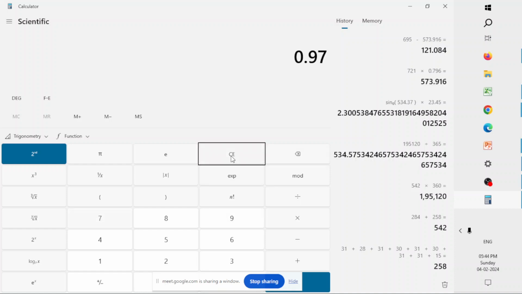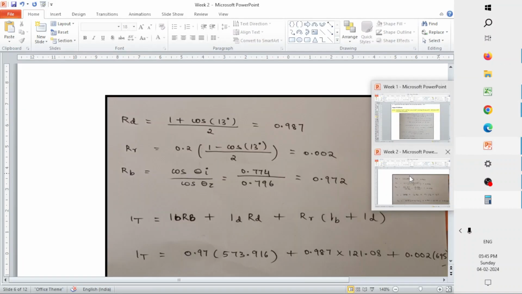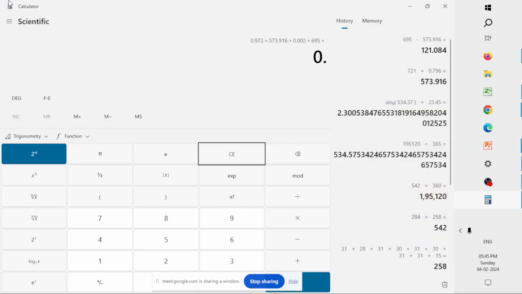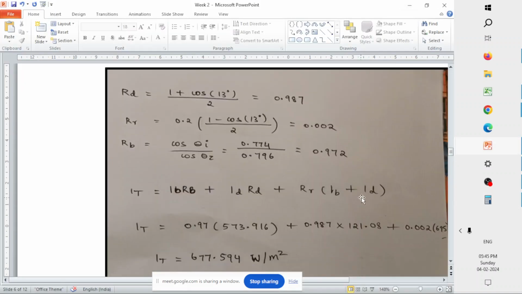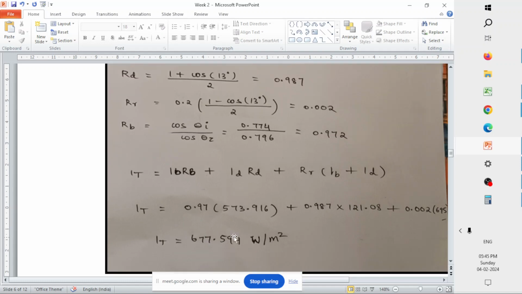So 0.972 into 573.916 plus 0.002 into 695 plus 0.987 into 121.08, 678.74. Just a little bit of difference in accuracy, but anyway it's almost the same. So this is the value of IT.